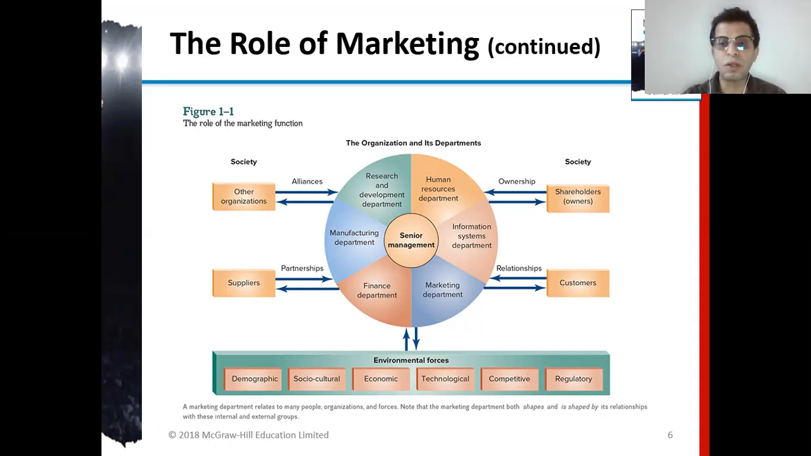And finally, you need to deal with the customers and keep the relationship with the customers. So these are things that a marketeer, a marketing person, is involved in. It is more than doing a promotion. Overall, he has environmental forces that will force him to behave or act accordingly.